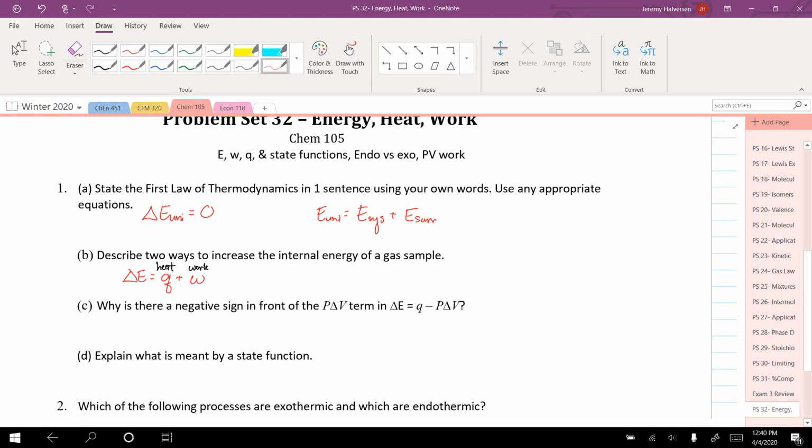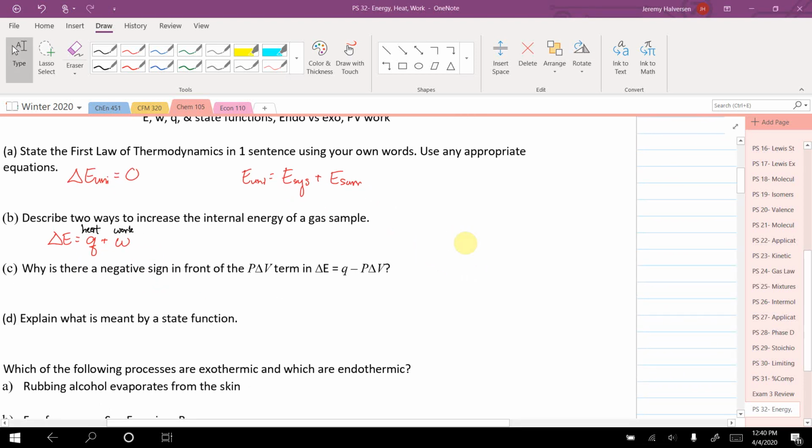But for chemistry, we care about pressure volume work, which is what comes here. In other words, if you have a gas sample, let's say it has this volume, okay, and externally we push down on that gas sample and we make it smaller, we've now done work on the gas. So we've added energy to the gas. So that work is positive if it contracts.